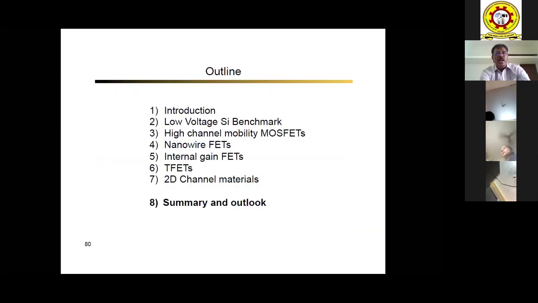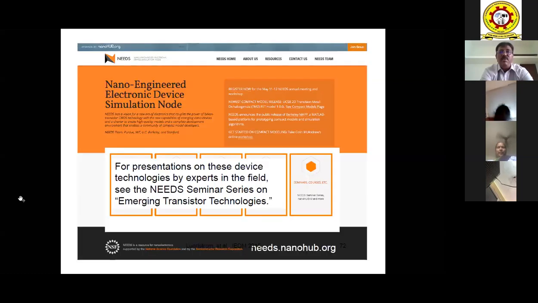Okay, now I think we have seen quite a few alternate candidates and promising candidates in place of conventional MOSFET, like high channel mobility MOSFETs, nanowire FETs, internal gain FETs, TFETs, and 2D channel materials. As some of the promising candidates, we can focus on any one of these and can benchmark against the benchmarks shown in this seminar. If we can compare our results in our design with these benchmarks, then I can confidently say that we have done a considerable amount of work in that line. And if you want to download the simulations, this is the site from where you can download.